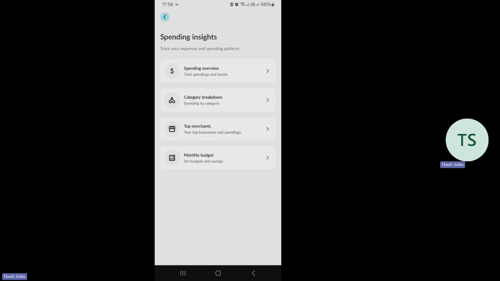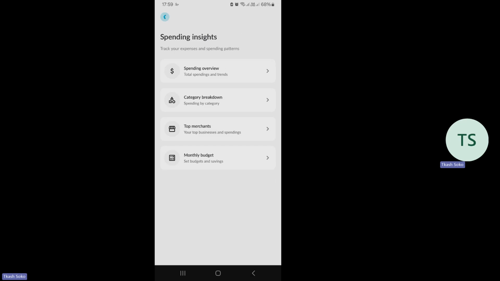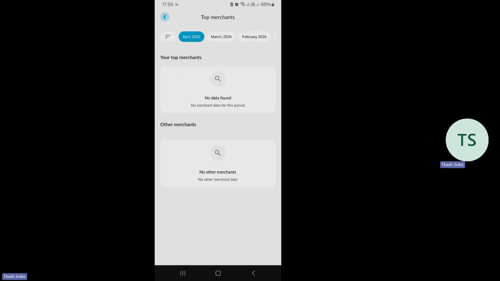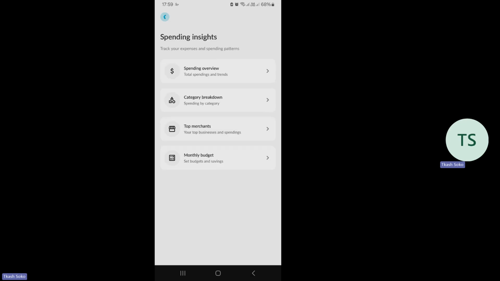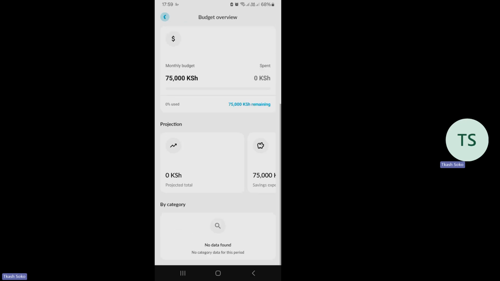And of course, there is also the category breakdown. Anaweza ona the kind of categories zenye amekuwa akinunua from. And definitely, we'll be able to see the top merchants amekuwa akinunua the product from in the course of that month. And finally, they'll also have the option of the monthly budget. So they can just set a monthly budget for themselves and say that I want to spend 75,000 and they save. And of course, be able to view this information over time.